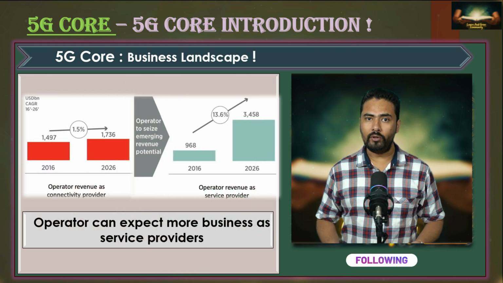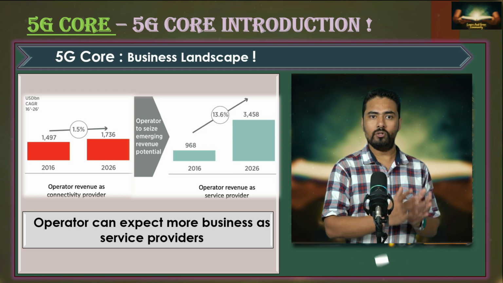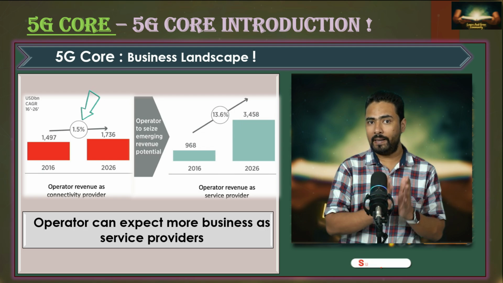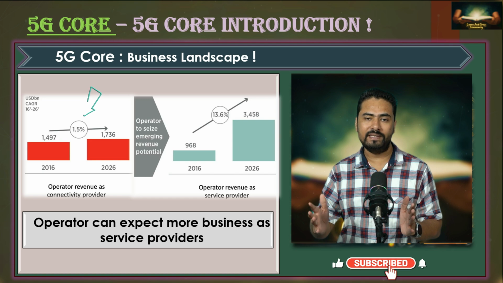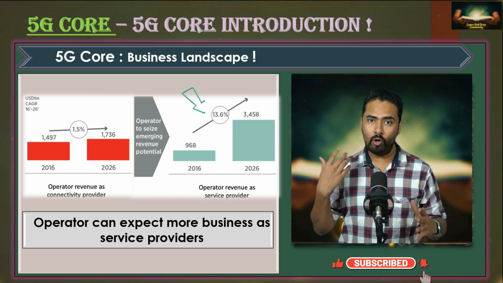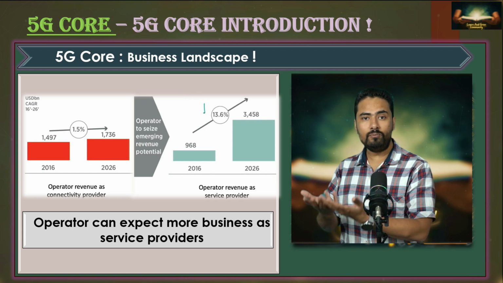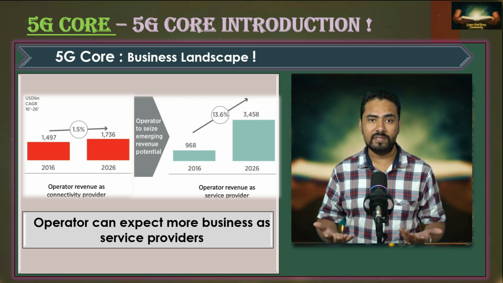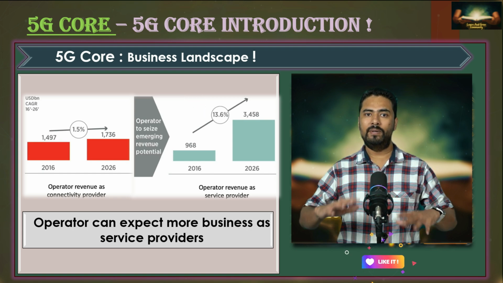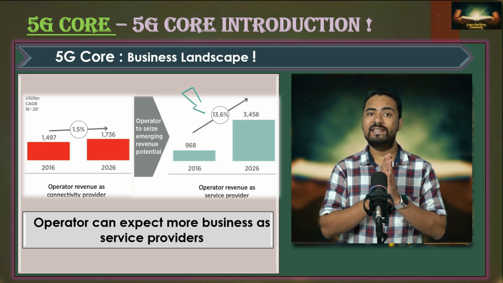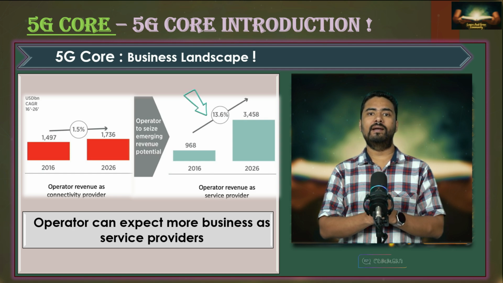It is also important to note that if operators only provide basic connectivity, then their business growth is expected to be just 1.5% per year. But if telecom operators also become service enablers or even service providers, then they can grow their businesses much more. Based on studies, their revenue can grow nearly 13.6%, as you can see on the right side.